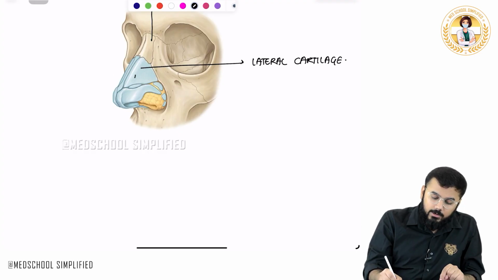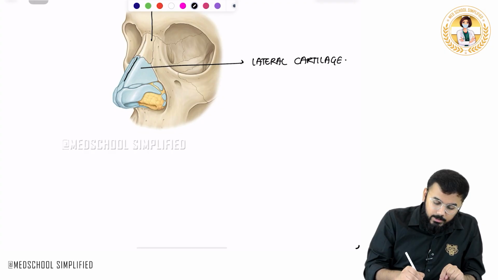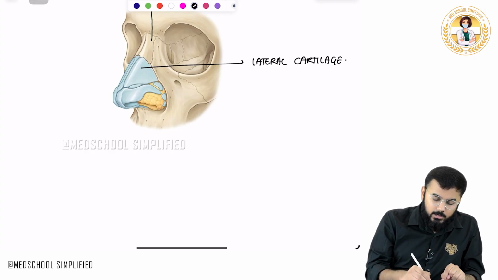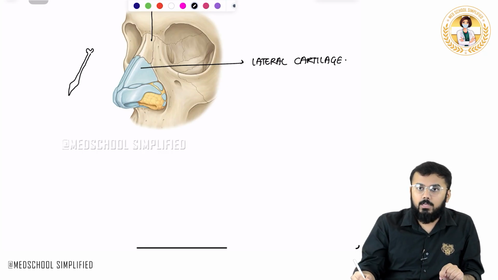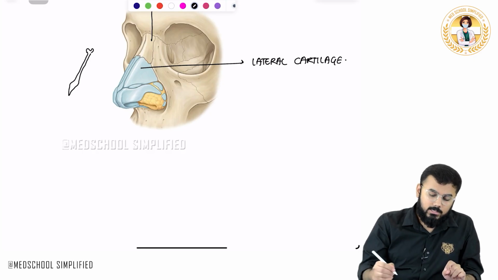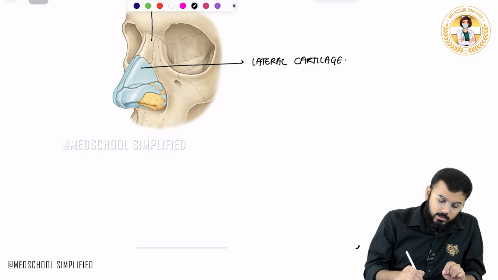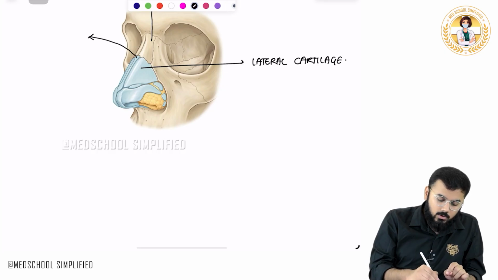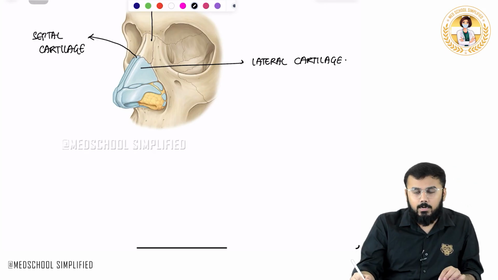Between 1 and 2, you see a thin septum-like thing here. You see this particular structure all the way like this, this particular structure in the center. This particular structure is called the septal cartilage. What is this cartilage over here called? This particular cartilage is called the septal cartilage.